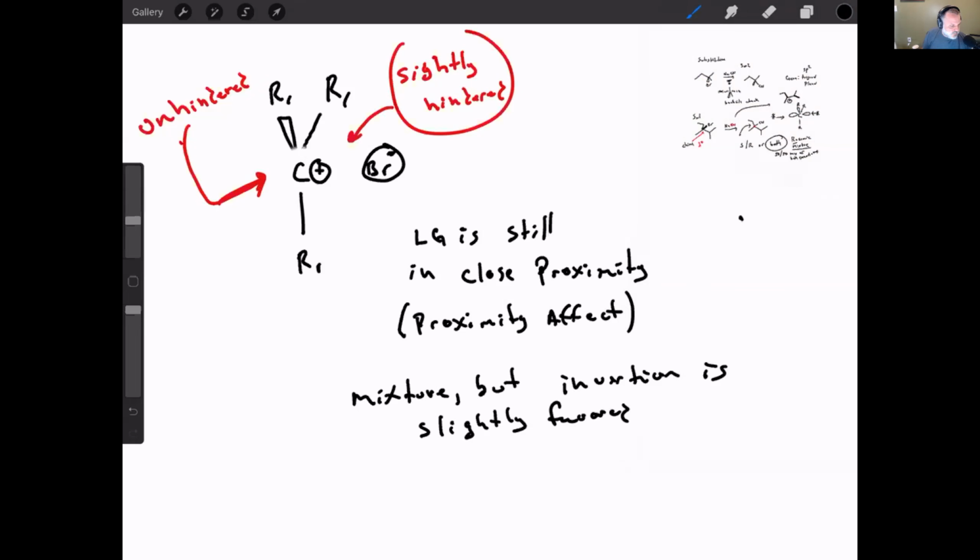So even though it's theoretically 50-50, you end up with something slightly different than that. So the inverted stereochemistry becomes greater than 50, and the retained stereochemistry becomes less than 50. And it's due to this idea of proximity effect.